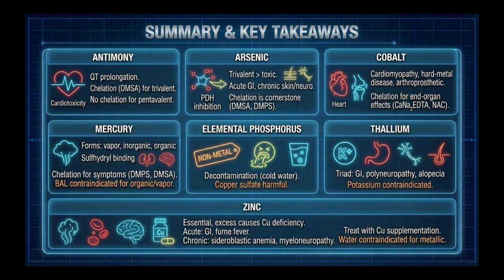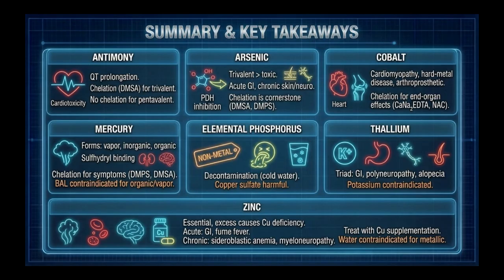Several chelating agents, such as calcium disodium ethylenediaminetetraacetic acid and N-acetylcysteine, have been used based on case reports and animal studies. In cases of cobalt toxicity related to prosthetic implants, removing or revising the prosthetic device is crucial, although chelation may have limited effectiveness due to the large reservoir of cobalt in such devices.